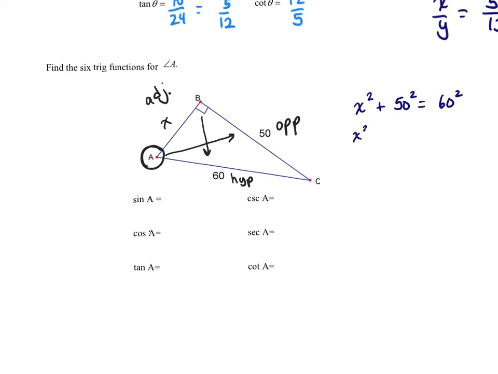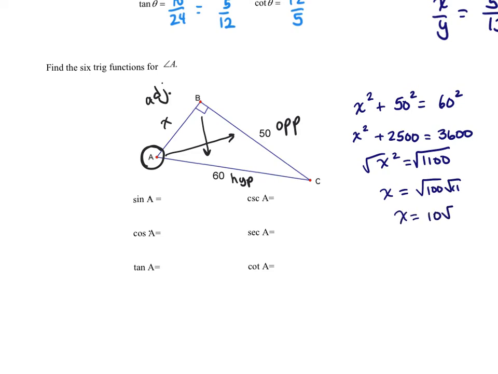So let's evaluate this. We have x squared plus 2,500 equals 3,600. I'll subtract 2,500 from both sides and get 1,100. I'll take the square root. So the square root of 1,100 is the square root of 100 times the square root of 11. So it is 10 square root 11.